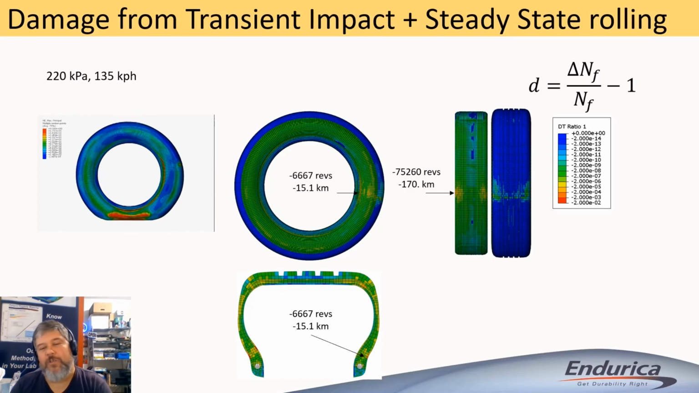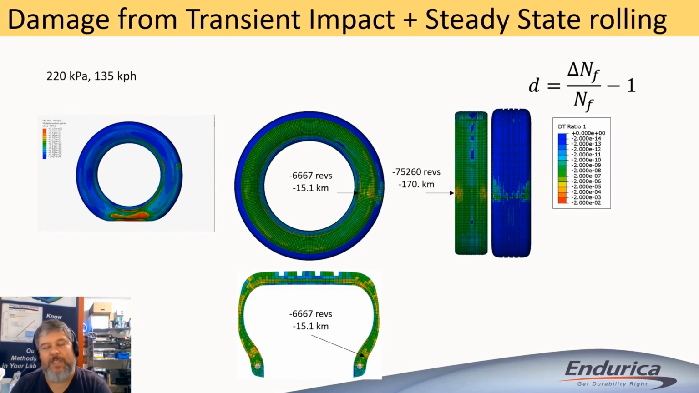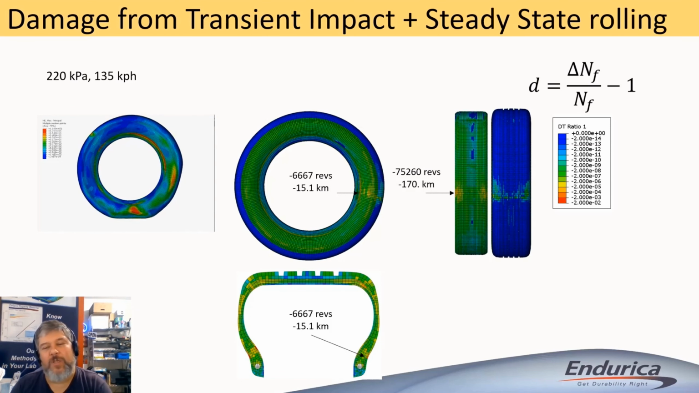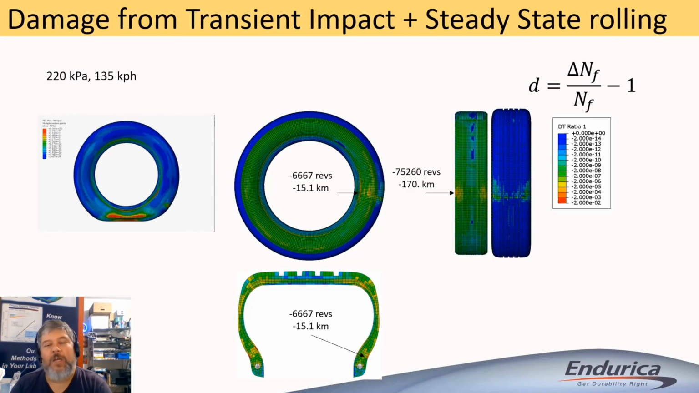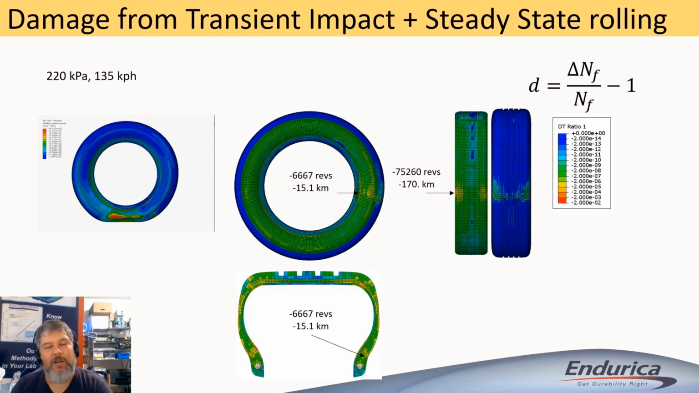And you can see there's a red spot right where you have this sort of bruise on the outside of the tire, and you have a red spot on either edge of this circular belt package. And at that red spot, we're losing 170 kilometers of tire life because of the curb impact that we've made.